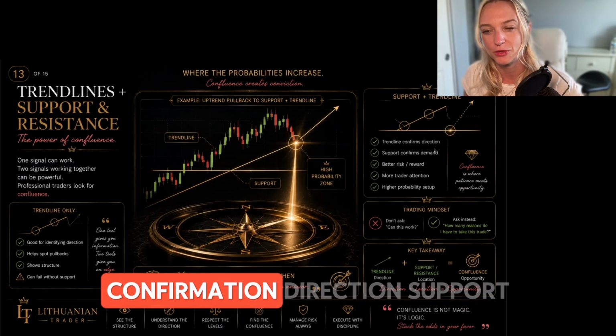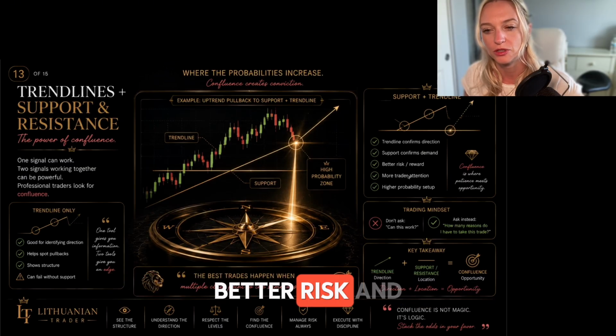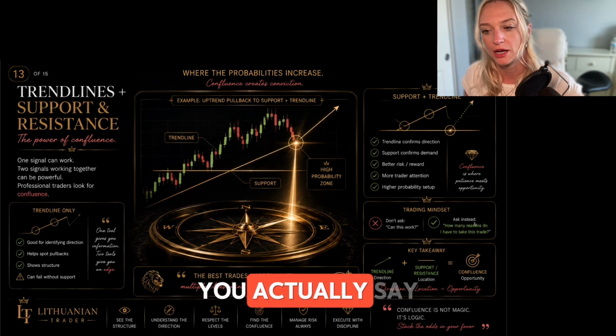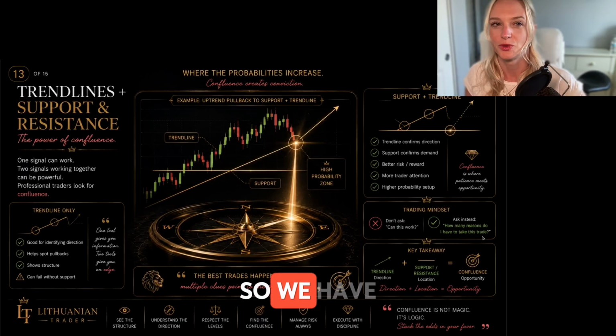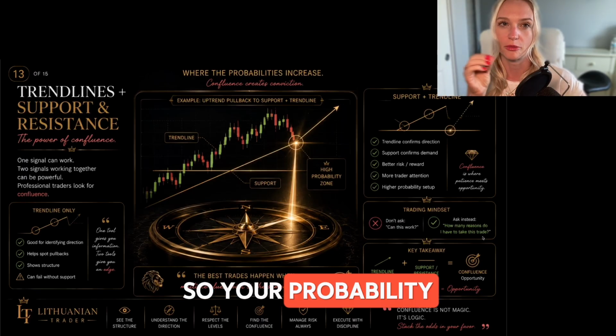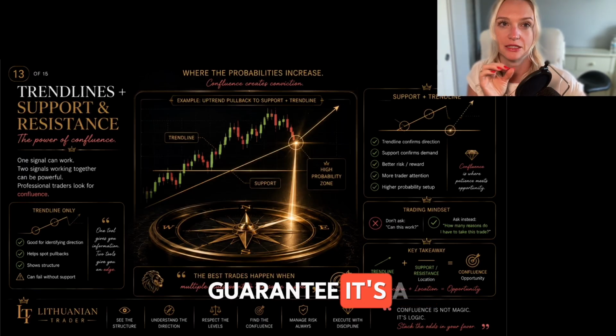And trend lines, confirmation, direction, support, better risk, and your mindset: you don't say, can this work? You actually say, how many reasons do I have to take this trade? So we have a lot of reasons. So your probability, it's not a guarantee, it's a probability.